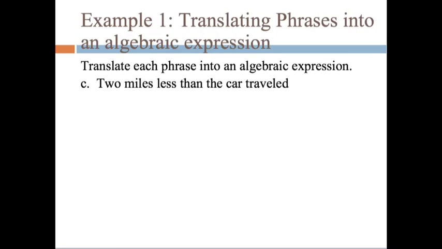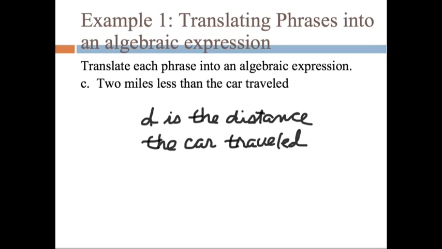The final part of example 1 reads 2 miles less than the car traveled. Again, the first thing we should do is figure out what we don't know. And what we don't know is how far that car traveled. So let's define our variable to reflect that. So for us, D is the distance the car traveled.